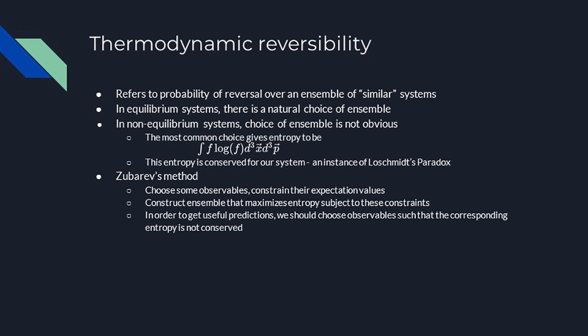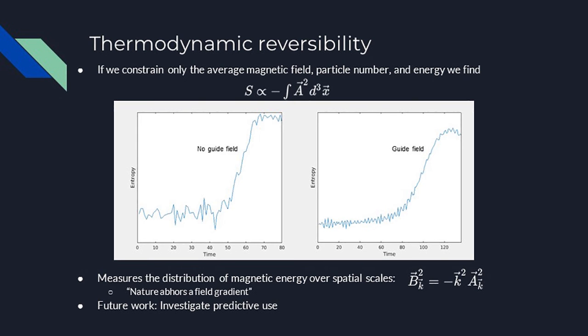For reconnection, we choose the magnetic field as our observable to constrain. And you can see what the entropy looks like with just the magnetic field constraint in these two panels here, with and without a guide field. We're still working on interpreting this quantity and studying the predictive use.